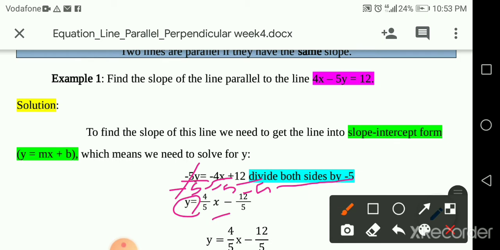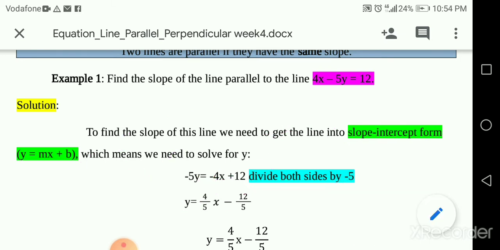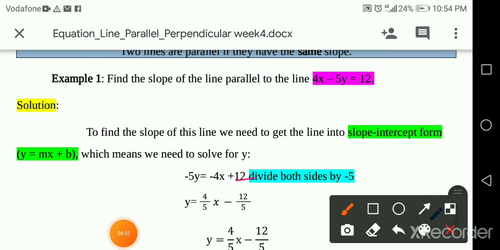5x. Why 4 over 5? Negative 4 divided by negative 5: remember, with integers, negative divided by negative gives a positive. And then 12 divided by negative 5. So I have y equals 4 fifths x minus 12 fifths.